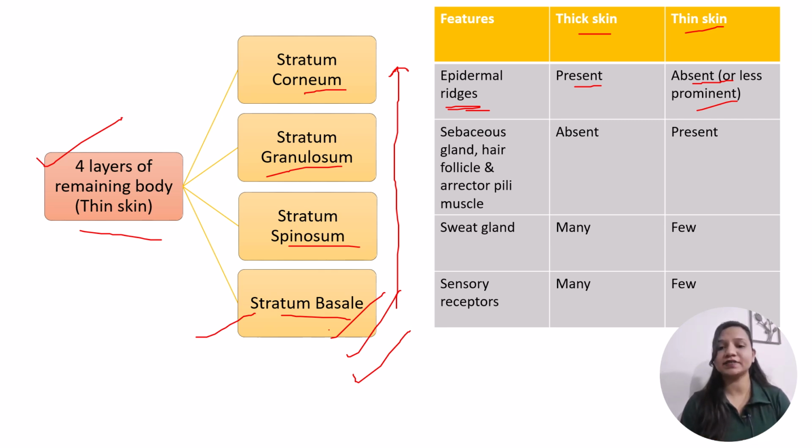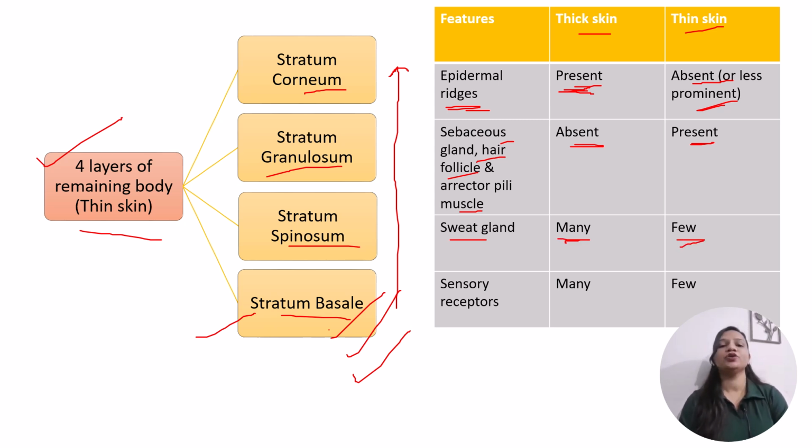So fingerprints are present in thick skin. We know they are present on the fingers of the hand and the fingers of the leg. So epidermal ridges are present in thick skin and not present or less prominent in thin skin. Next is sebaceous gland, hair follicle, and arrector pili muscle. All these are absent in thick skin and present in thin skin. Next is sweat gland. Sweat glands are many in thick skin and fewer in thin skin.